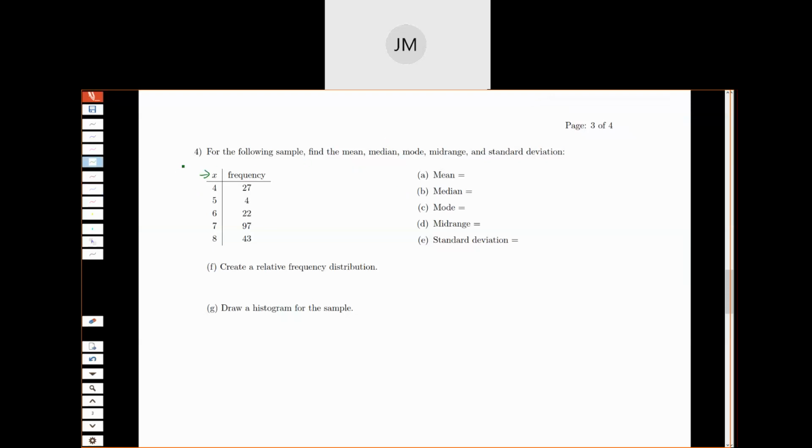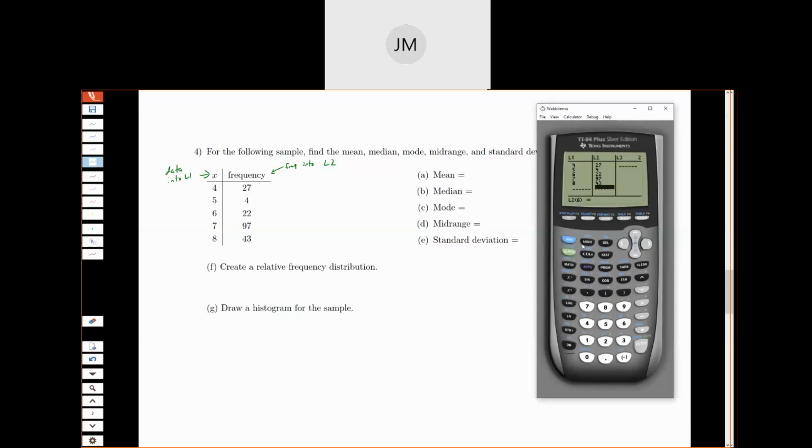So put data into L1 and put the frequencies into L2. All right. Then to compute stuff, I go to Stat, calculate one variable statistics, and when it brings up this menu, I now do indeed have a frequency list. So I want to say L2, so I hit second 2 to get L2 to pop up there.